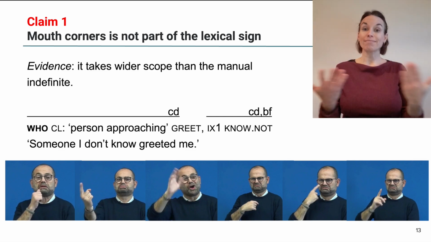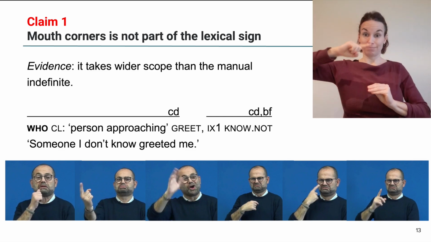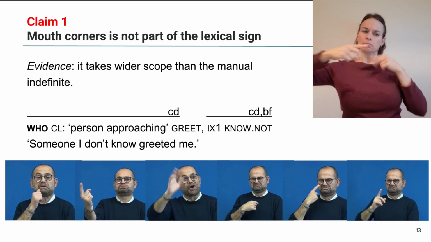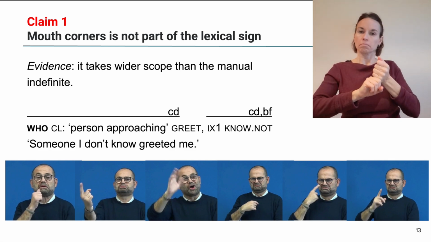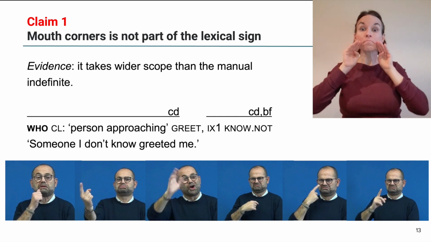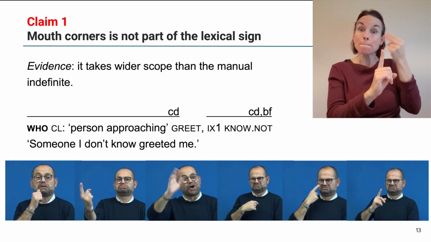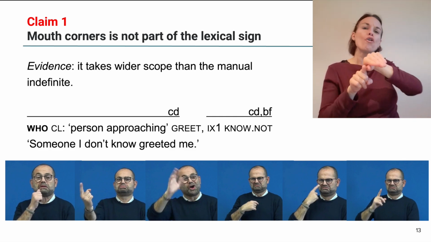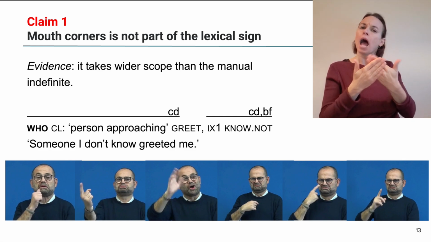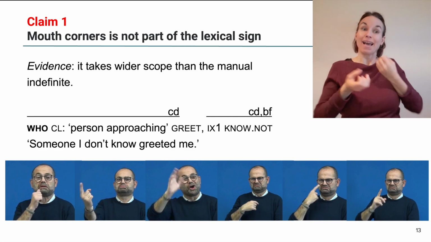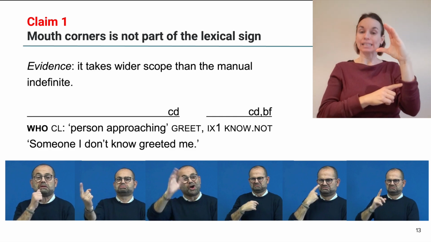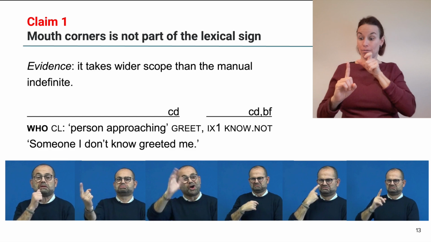So now let's go back to our first claim. We have observed that the non-manual marker position of the corners of the mouth is not part of the phonology of the indefinite sign. The evidence we provide is that systematically in our data, this non-manual takes wider scope than the manual indefinite.